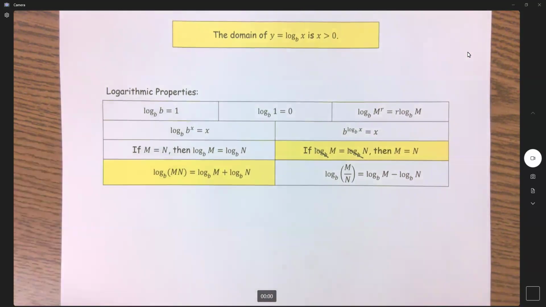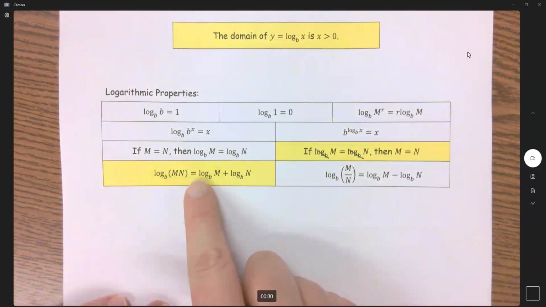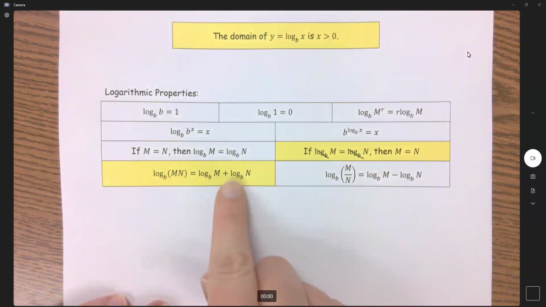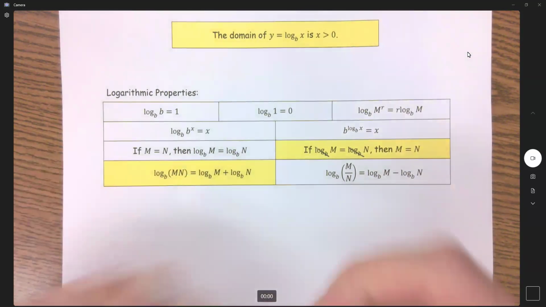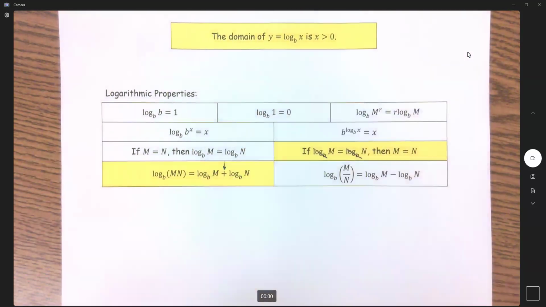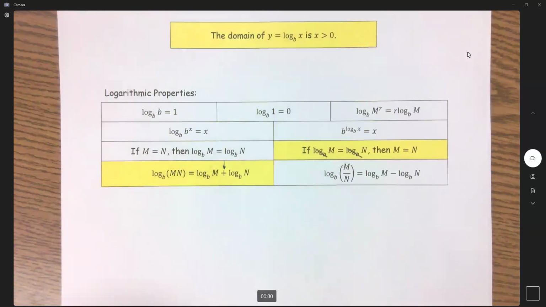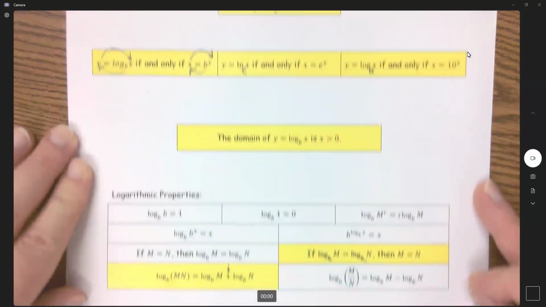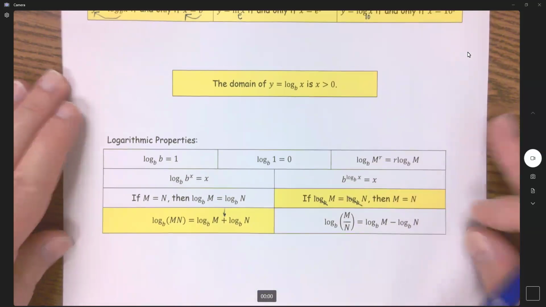We also need to be familiar with this property here, specifically going from here to here. So if I have log base b of m plus log base b of n, noticing that these two have the same bases, because we are adding these logs together, I can condense it to one log by multiplying those together. So be familiar with these properties of your logs before we continue on with this lesson.